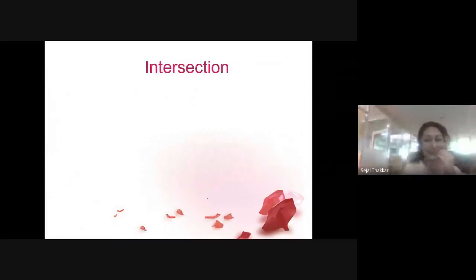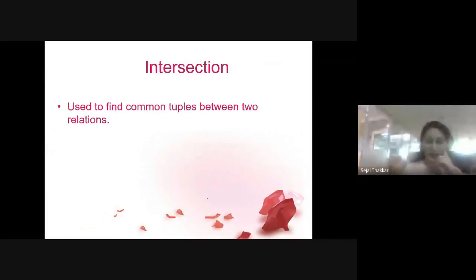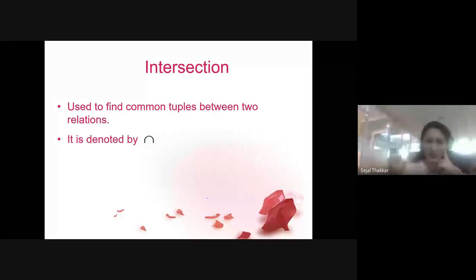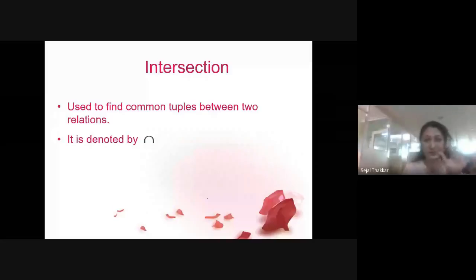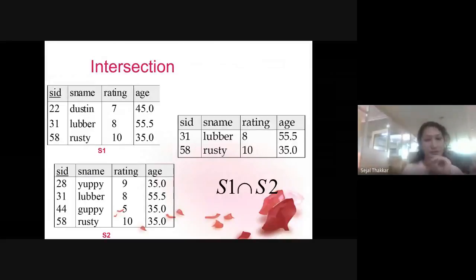The next is intersection. Intersection, again, is a binary operator. It requires two relations. It is going to retrieve the common rows or common tuples between the two tables. So which are the common rows in these two tables?